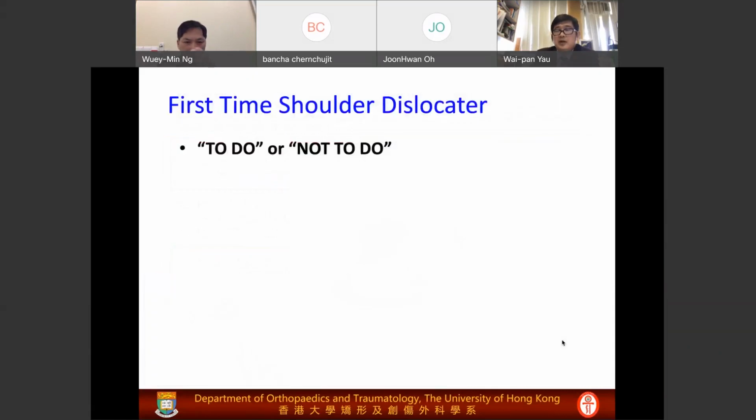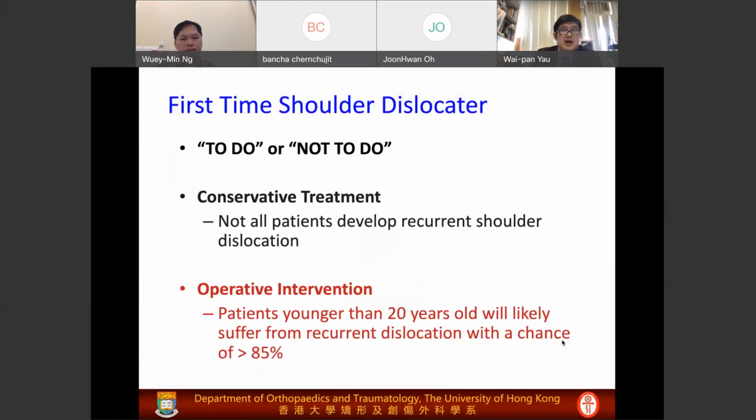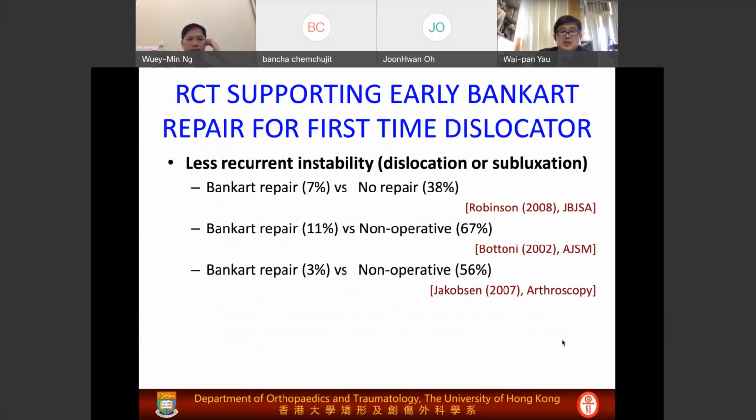So the important question in an anterior shoulder dislocation, especially first time, is to operate or not to operate. The classical wisdom of non-operative treatment is mainly because not all patients develop recurrent shoulder dislocation. However, we all understand that patients younger than 22 years old are likely to develop recurrent dislocation. Subsequent randomized studies showed that, of course, a repair after the dislocation will lead to much less dislocation or subluxation as compared with the non-operative group.